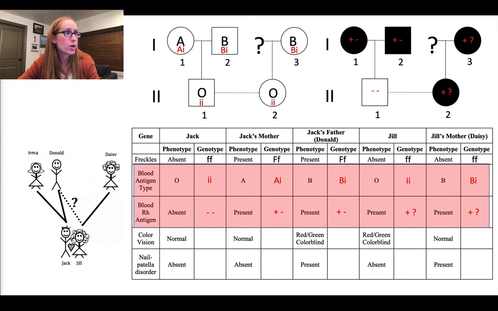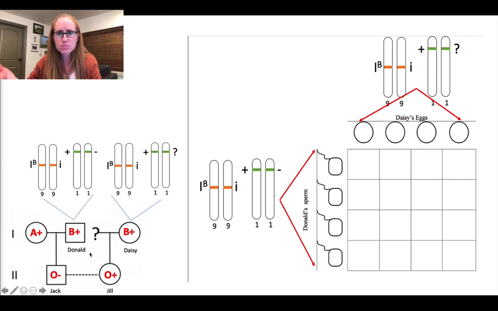Okay, so now we can do a trickier cross to see if Donald could be Jill's father. We're going to look at it this way. Donald has two different chromosomes, and these are separate genes; they don't have anything to do with each other. On his number 9 chromosome, he's got a B and an i. On his number 1 chromosome, he has a plus and a minus. Daisy also has the same B and i, and then a plus and a who knows what.